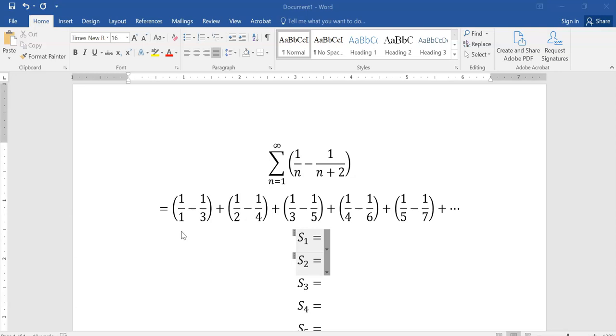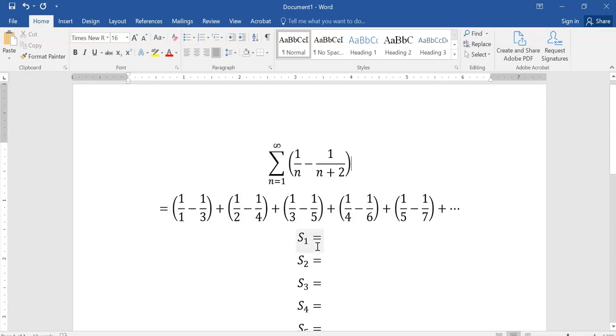All right, so hopefully you went ahead and did that. If you plug in 1, you get 1 over 1 minus 1/3. If you plug in 2, you get 1/2 minus 1/4. If you plug in 3, you get 1/3 minus 1/5. If you plug in 4, you get 1/4 minus 1/6. If you plug in 5, you get 1/5 minus 1/7. Now, as you can see, we're going to add up all these terms, right?